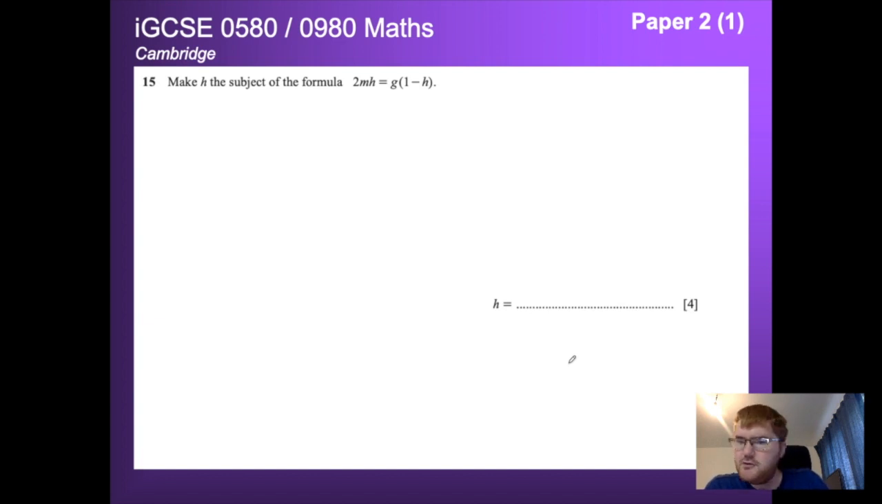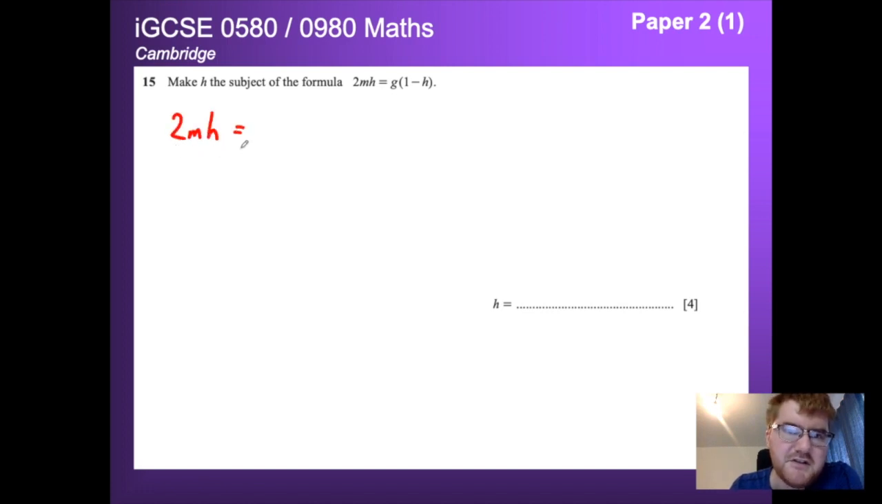Question 15 is also a reasonably often topic, which is making subjects of formulae. This time this is quite a tricky one because it's out of 4 marks. We want to make h the subject. So I'm going to go through our standard strategy, which is first of all, we're going to expand out any brackets we have. So 2mh is equal to, we'll use the hook. So 1 times g is g, g times minus h is minus gh.